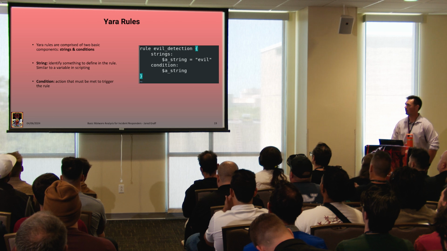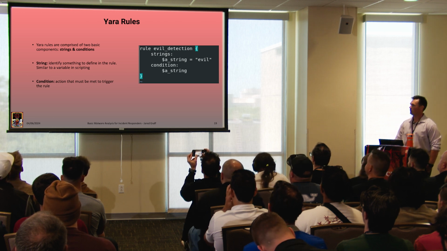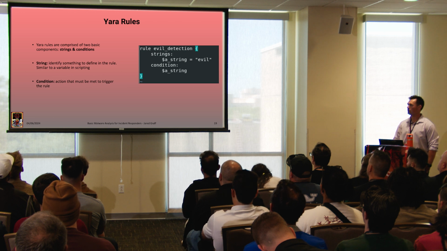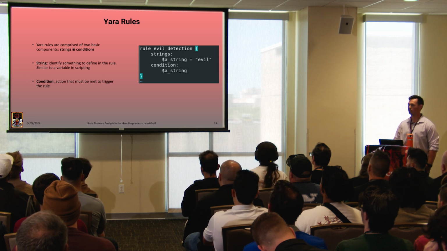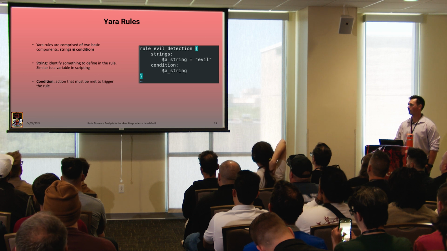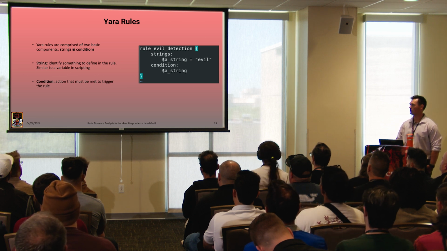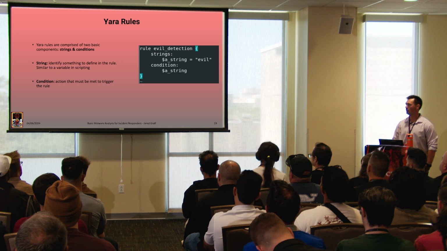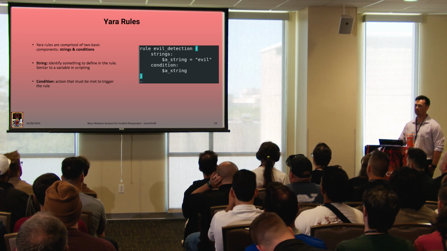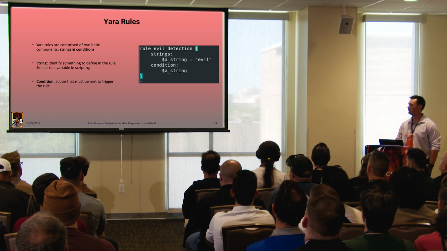So I'm going to break down the basic components of YARA rules. There are two components: strings and conditions. Strings are used to identify what we want to define in the rule. Looking at the example here, under strings, we're labeling this $a string as "evil". This is a very simple rule. They can get really complex, I just wanted to use something simple as an example.